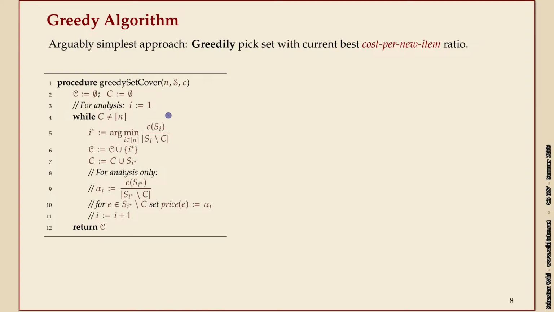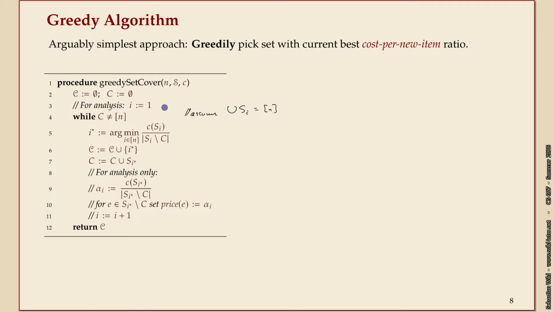Here again, I'm assuming the instance is feasible, right? Otherwise, this while loop might never terminate. I think always in the following, we'll make this assumption that if I take everything, then I get the universe back.